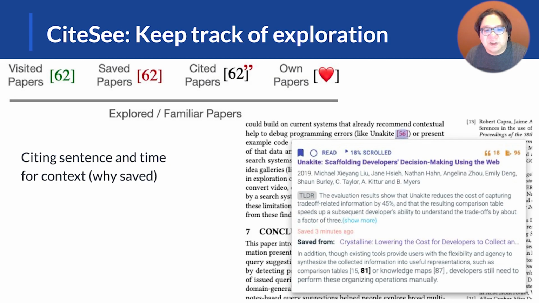Similarly, the paper cards for familiar papers also show additional personalized context. For example, if a reader saved a paper using the paper cards in another paper, CiteSee shows the citing sentence where you decided to save it, so that it reminds you why you saved it in the first place.